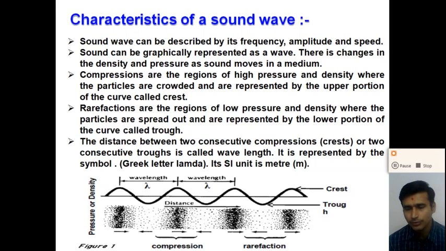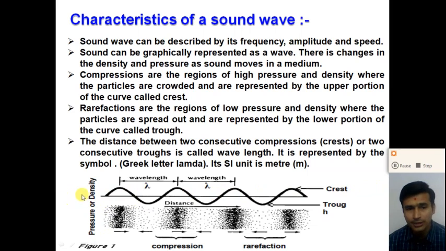The sound wave can travel through the medium in the form of compression and rarefaction. So dear student, what do you mean by compression? Compressions are the regions of high pressure and high density where the particles are crowded, and are represented by the upper portion of the curve called the crest. So this portion of the wave is called the crest, right?